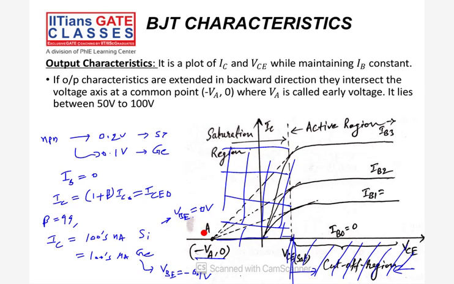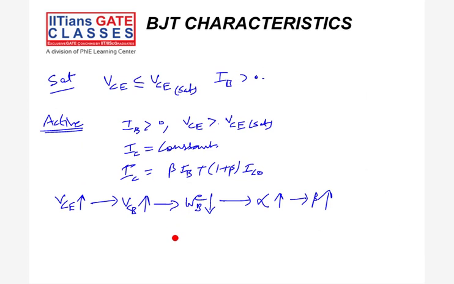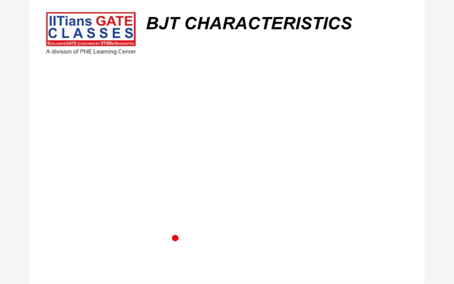So what is happening at this saturation conversion point? Before this it was in saturation, after this it will be in the active region. So this is VCE saturation. If we extend this in this direction, we'll get some point where all these will intersect, and that point is related to the early voltage. So we'll have this early voltage. Now what is the use of this early voltage? That we'll see.